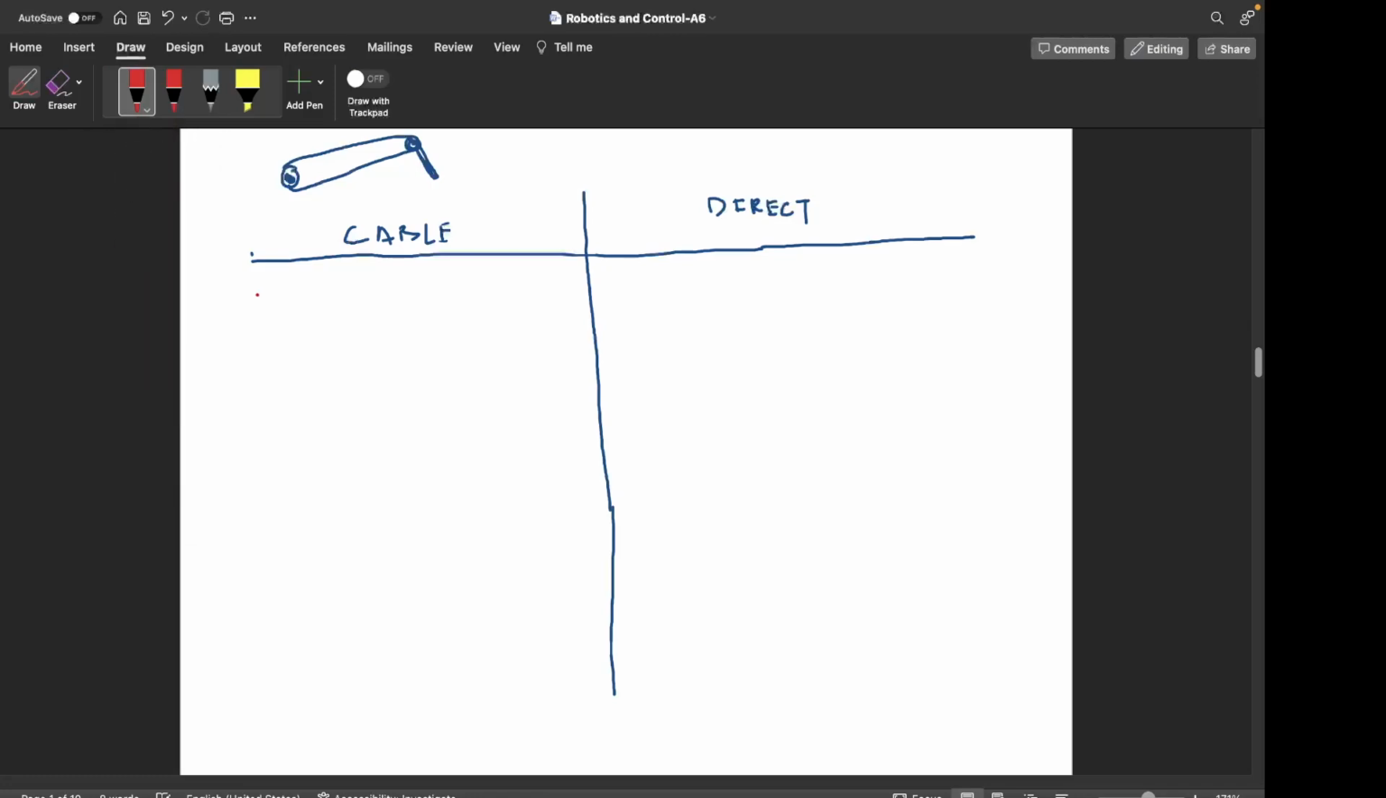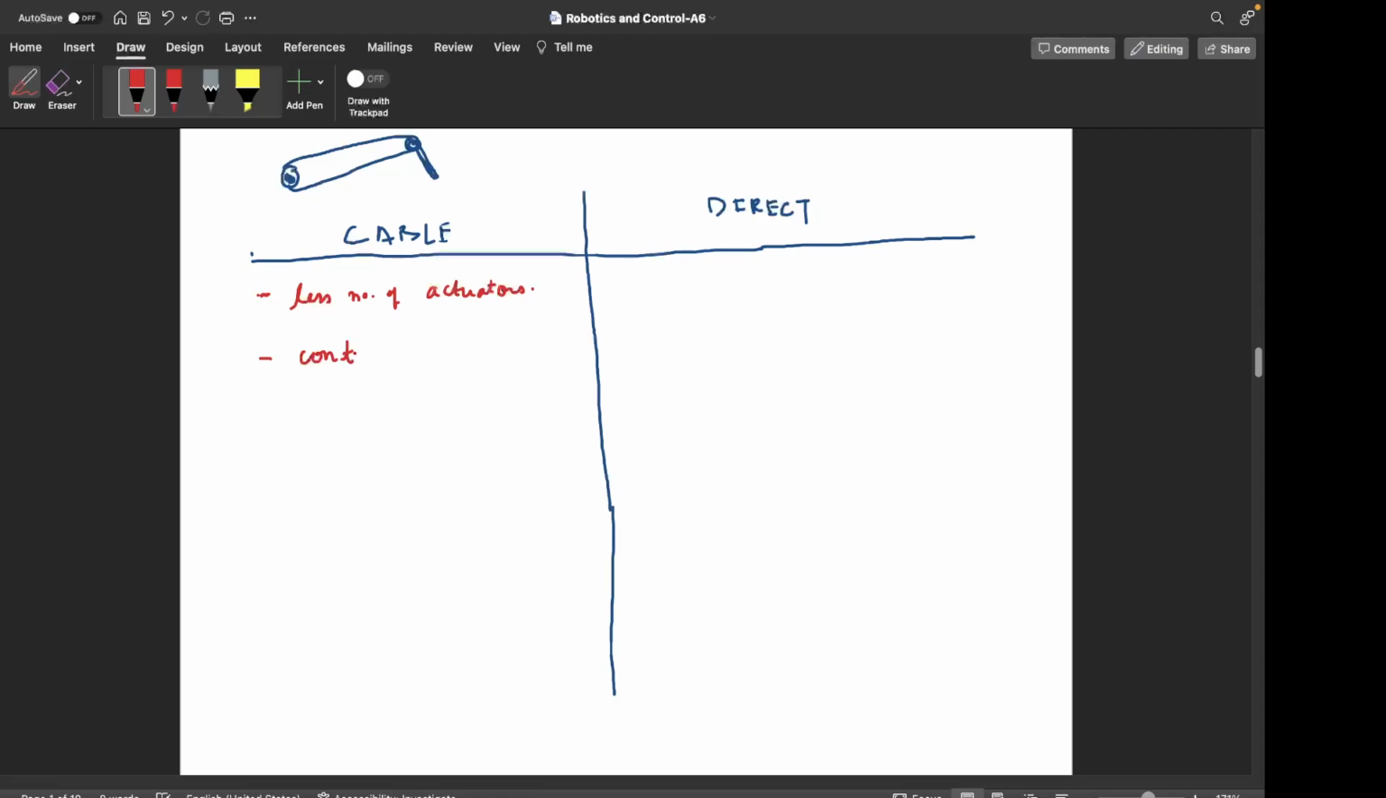Right. So first is that in cable driven, we have fewer actuators. Why fewer actuators? Because you are not powering one link from only one actuator. One actuator transmits power to several of the links using the cables, right? So we have fewer actuators. Since there are fewer actuators, the control becomes simpler.